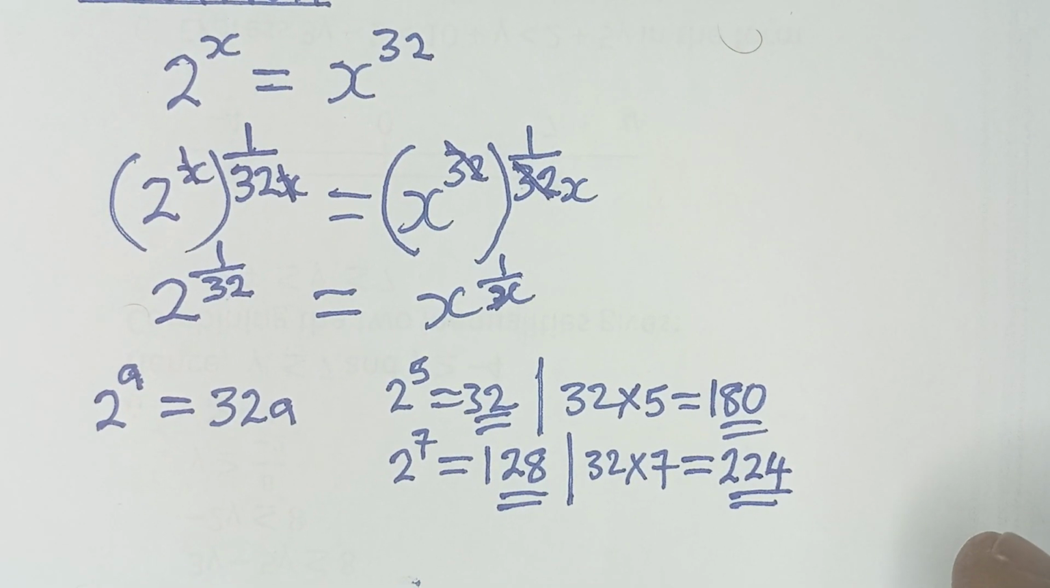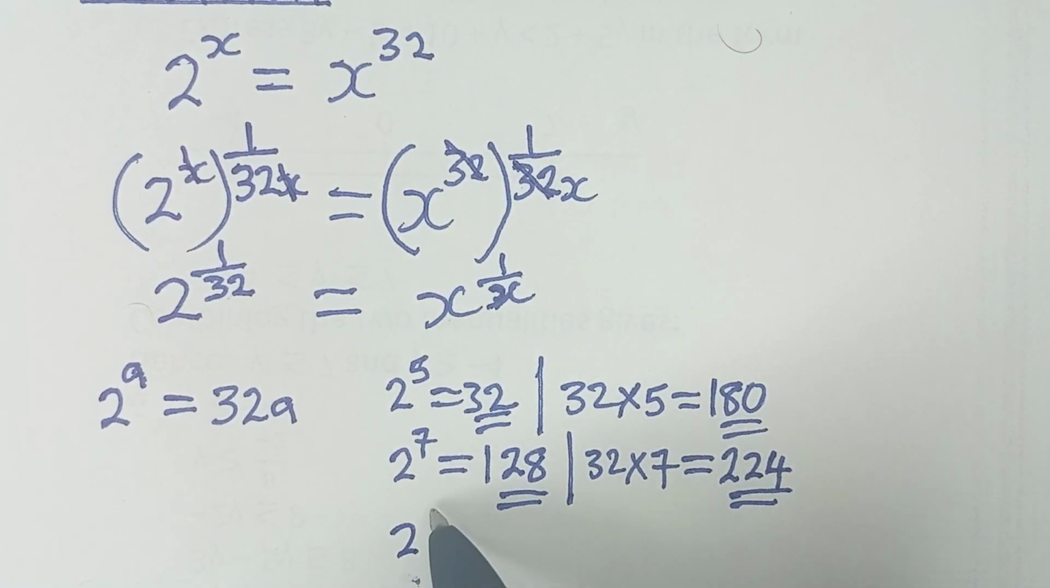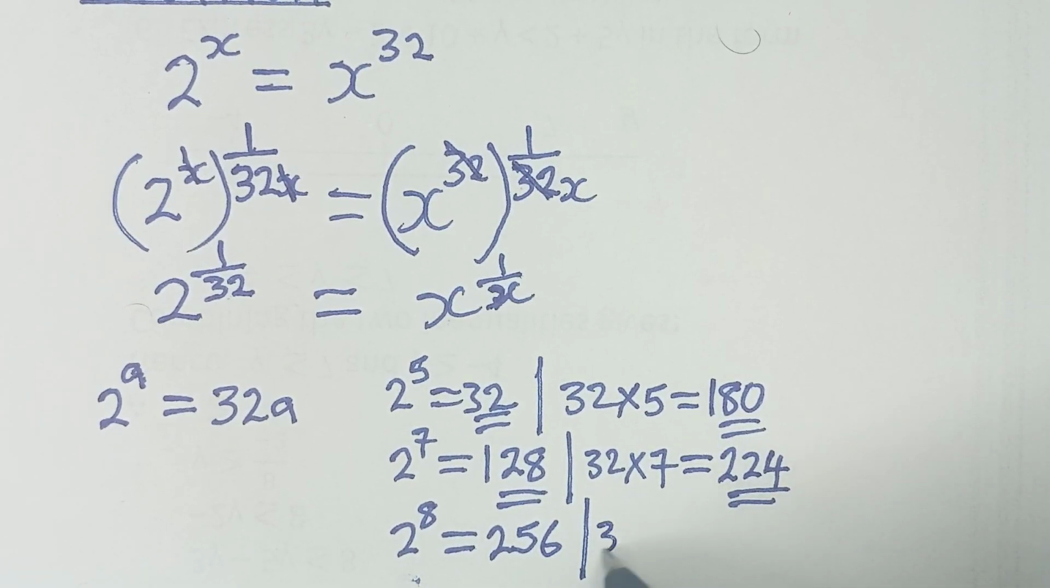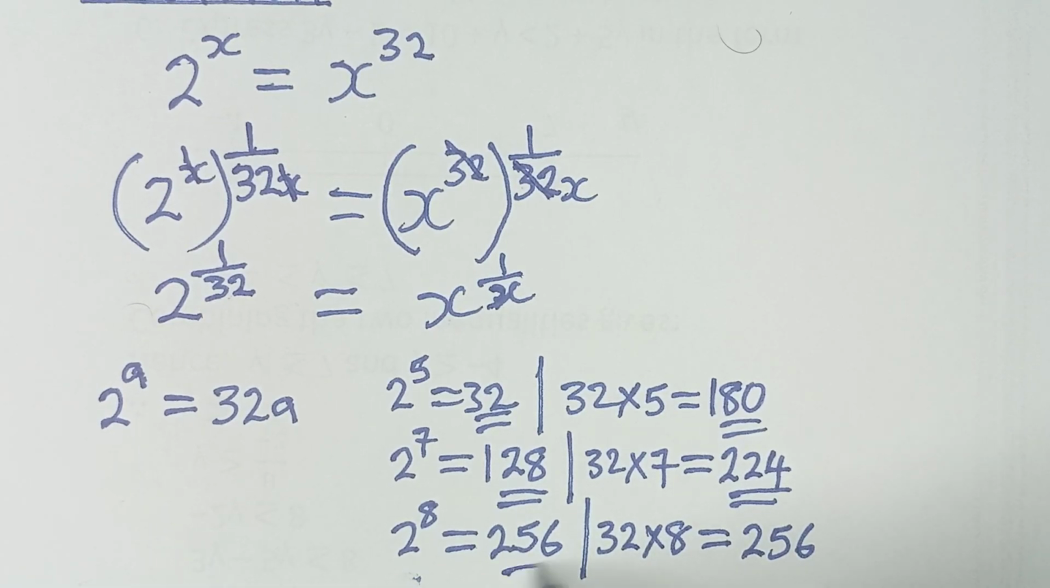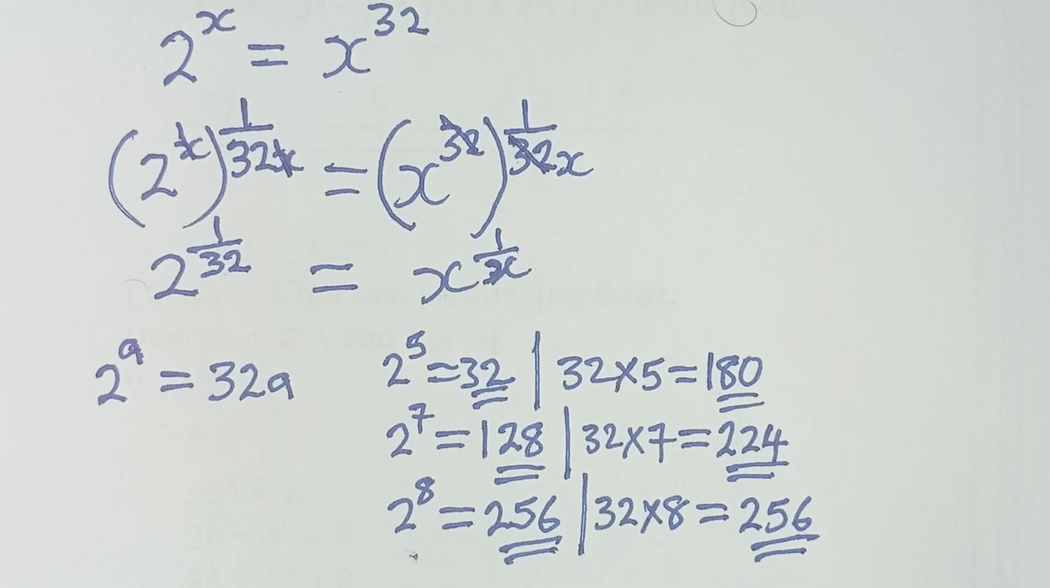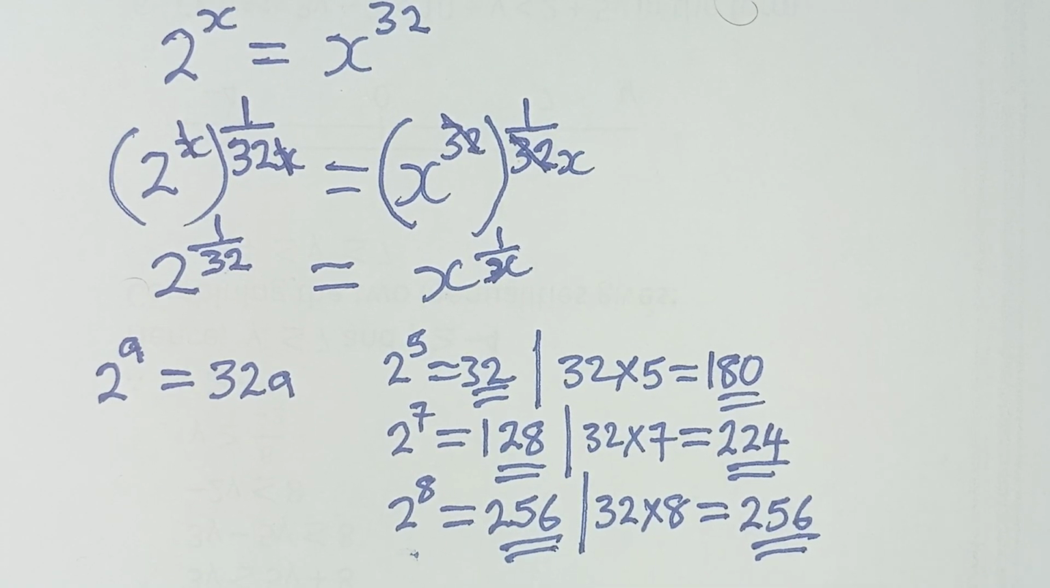Let's try another number. Let's say 2 raised to the power 8 now. 2 raised to the power 8 will give us 256. And then let's say 32 multiplied by that 8. 32 multiplied by 8 will give us 256. Yes, we are there now. So now that we have these values, we can say yes, we have arrived. We're almost at the answer. So if you check, it is 2 raised to the power 8 that is equal to 32 multiplied by 8.